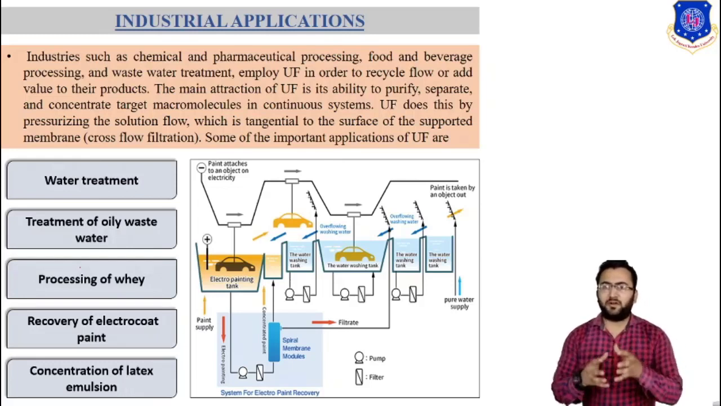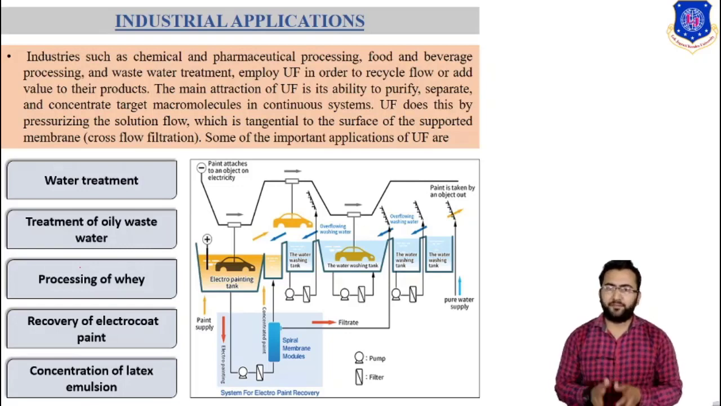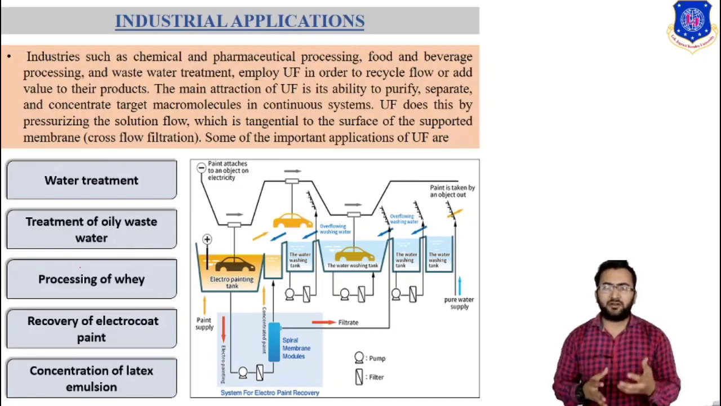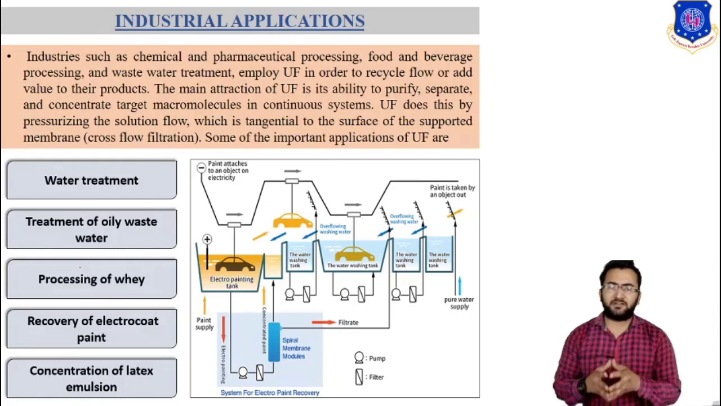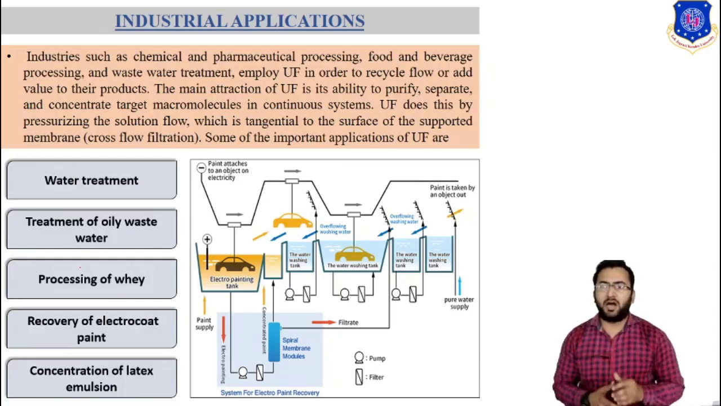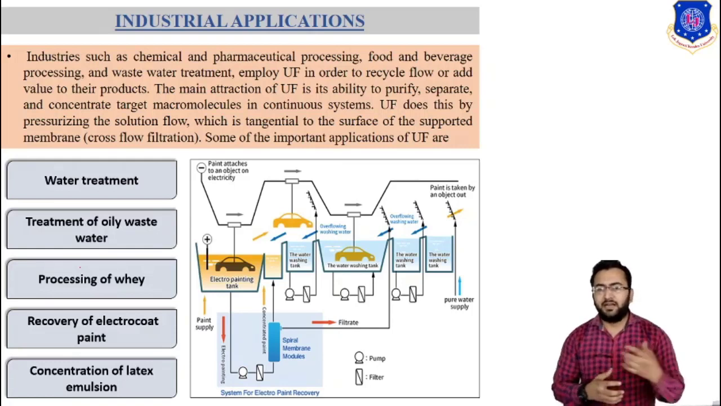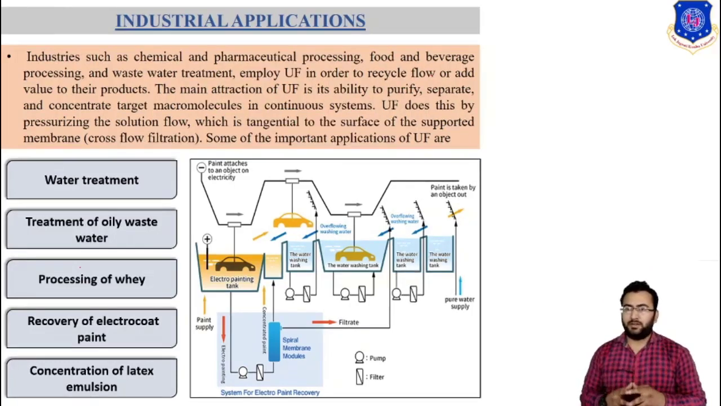Then ultrafiltration is also used for the concentration of latex emulsion. Latex emulsion consists of particles about 0.05 to 0.3 micrometers in size, stabilized by ionic and non-ionic surfactants. Some latex streams, such as styrene, butadiene rubber and polyvinyl alcohol polymerization kettle wash, are very dilute. Ultrafiltration is suitable for concentrating these streams to an amount of 0.5 to 25%. Ultrafiltration is also used in the pulp and paper industry, textile industry and clarification of juice. So these are all various industrial applications for ultrafiltration.